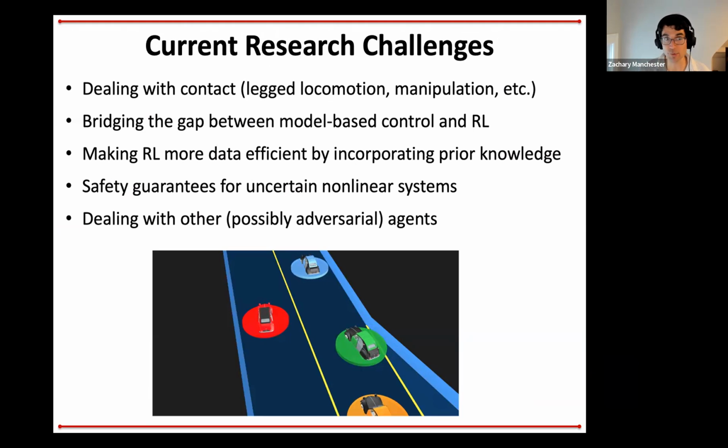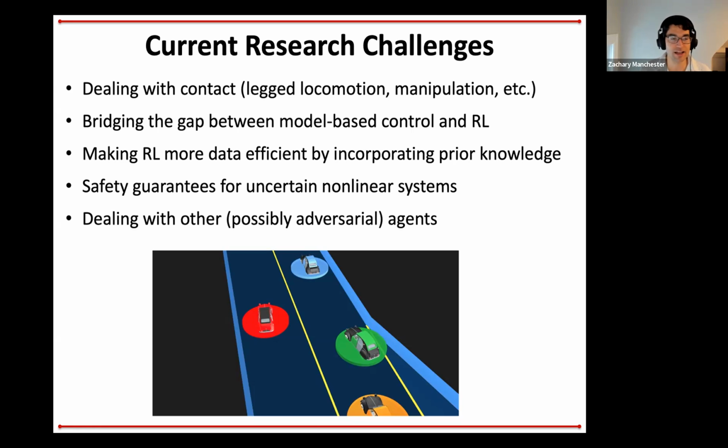Here's a handful. One is dealing with contact in general. Legged locomotion would be a good example of this. You saw Cheetah, you saw Atlas, and also manipulation tasks, where you're grasping and things like this. Anywhere where you make and break contact, things get really nasty and complicated. Right now, pretty much every controller that deals with scenarios like that has some hacky heuristics in it to deal with what exactly goes on where you make and break contact. There isn't really a good, general, theoretically well-grounded set of tools for dealing with contact rigorously in control theory right now. So that's a big one that we do a lot of work on in the lab.